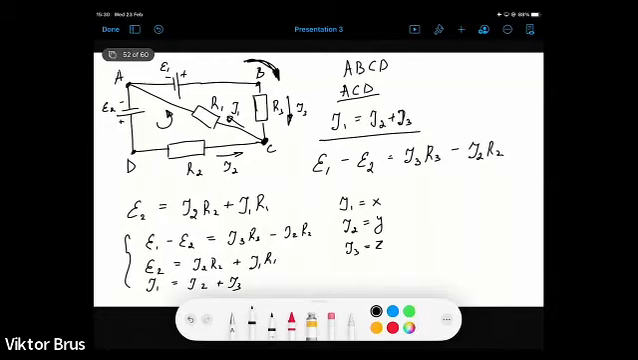And by solving this system of linear equations, we can get the values for all unknown electric currents in the circuit. So that is an example of the application of Kirchhoff's rules when we deal with DC circuits. And I see we still have some time, that's good.